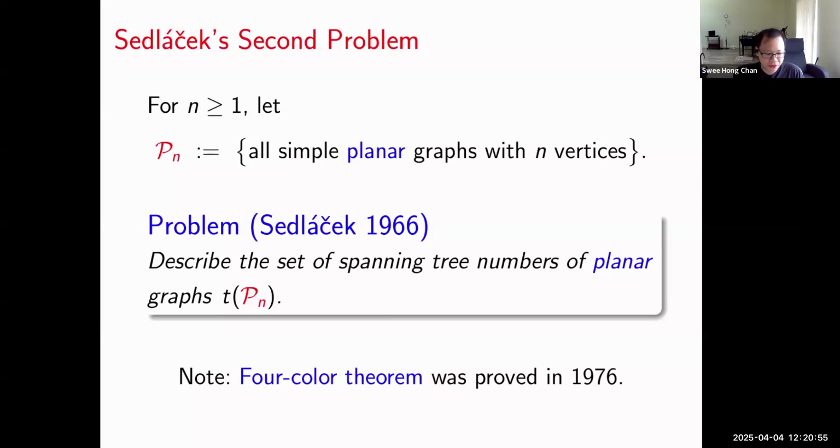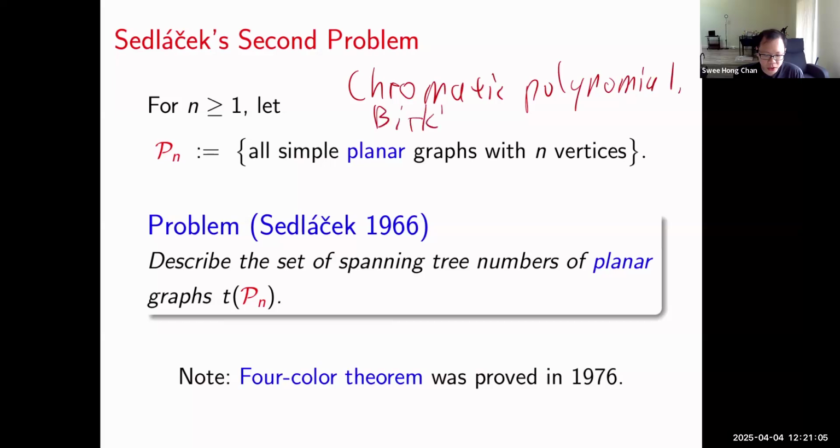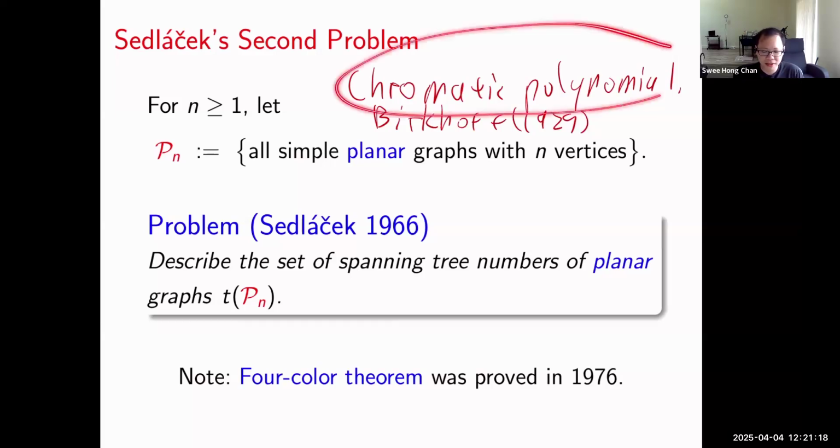For example, there's the famous chromatic polynomial. It was constructed by Birkhoff in the year 1929, and the original goal of Birkhoff was to use this to prove the 4-color theorem. Of course, in the end, the 4-color theorem was proved using some other method, but the chromatic polynomial itself arguably became even more important because it connects graph theory to many other fields in mathematics. So it's the same situation here. That's one of the reasons why Sedlacek is interested.